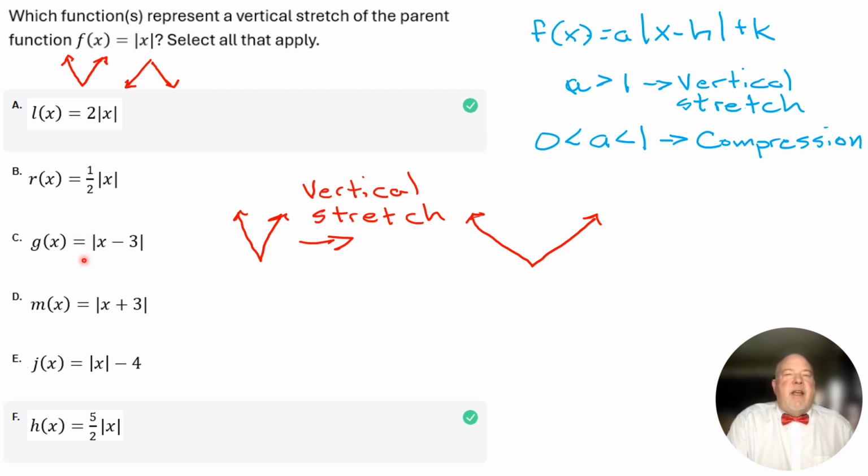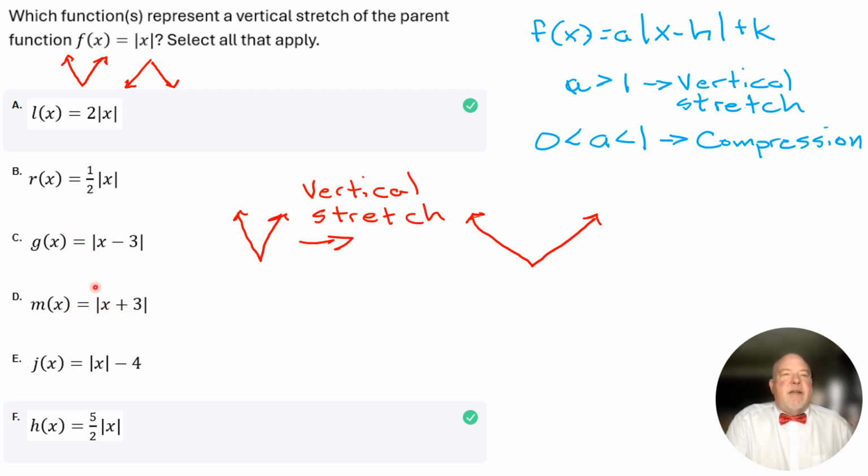And so if a is 1, which reminds me, I should have said if a is less than or equal to 1, it causes a compression. So actually, that's not true. If a is 1, it doesn't do anything. It's just the parent function. All right, so sorry about that. So this one is not a stretch because it's got to be greater than 1.